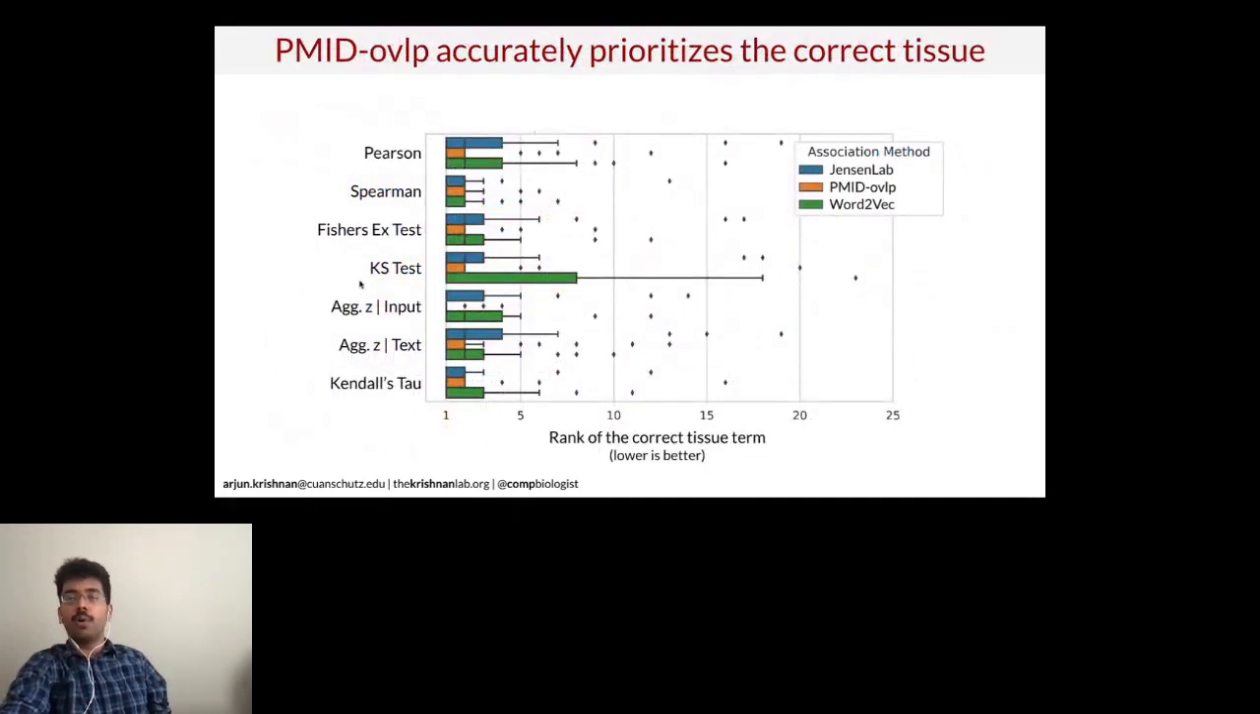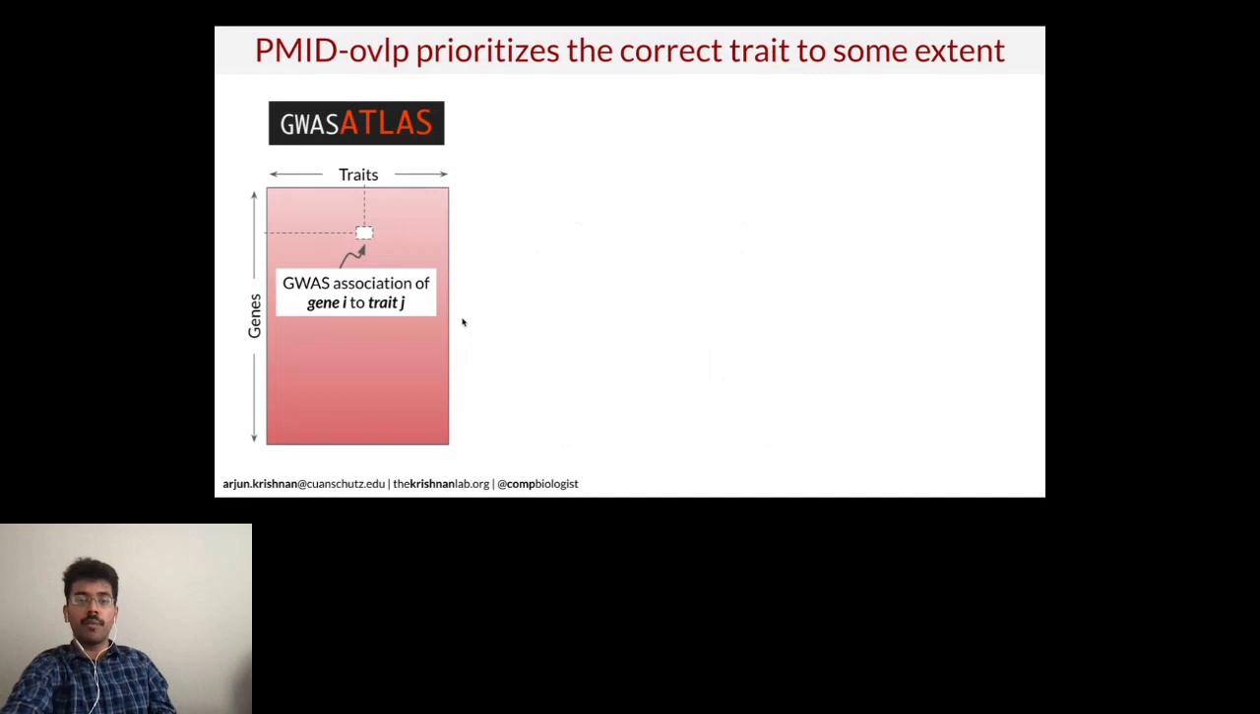Generally, aggregating based on input works really, really well. So we will see, in general, this PubMed overlap-based method works quite well compared to the Jensen lab work and the Word2Vec stuff. And overall, for example, if you look at one specific idea where we use the aggregated z-score, we almost get the correct issue at rank 1 every single time. So the simple method is actually working out pretty well.